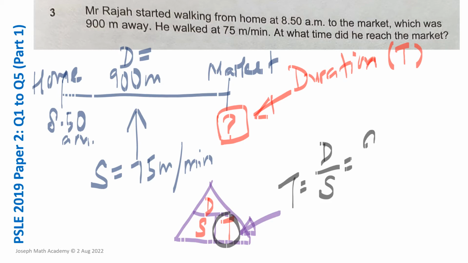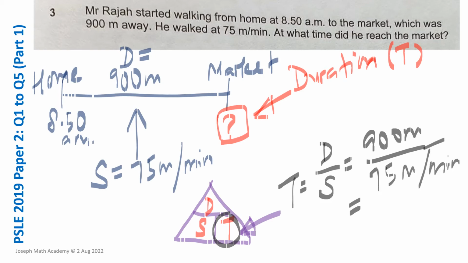Now distance is 900 meters. Speed is 75 meters per minute. So using our calculator, 900 divided by 75, we get 12 minutes. 12 minutes. All right. So from 8:50 a.m. and 12 minutes later, I'm going to do a simple timeline.